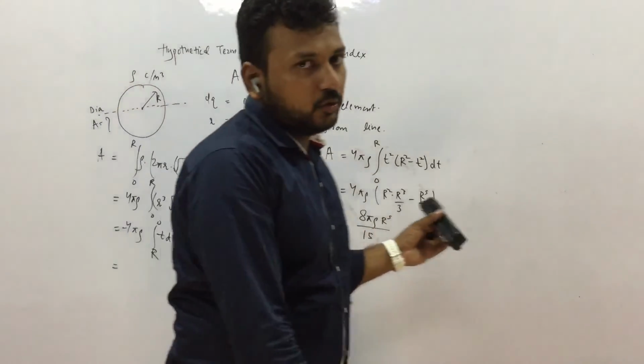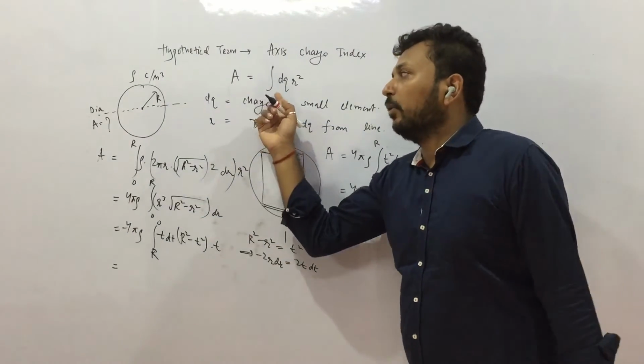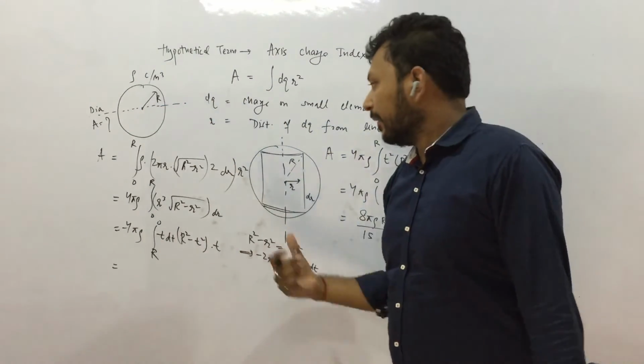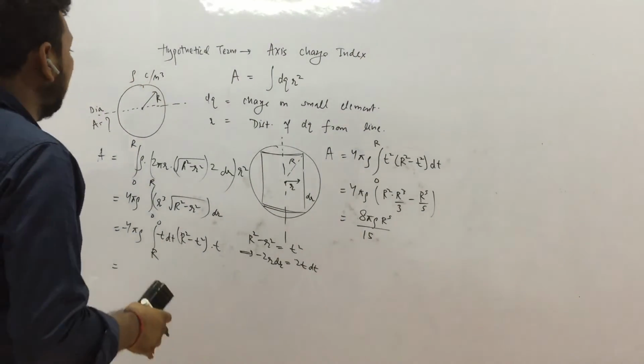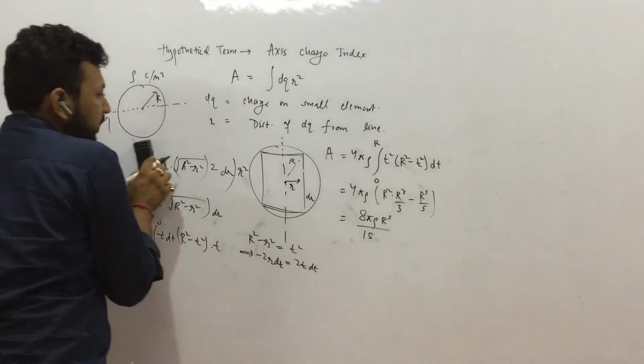I hope the question is clear. So this hypothetical term we have to calculate in a sphere, and we consider the element as a cylinder. Let us also take this question another way, by symmetry. This was by integration, and I am erasing this.